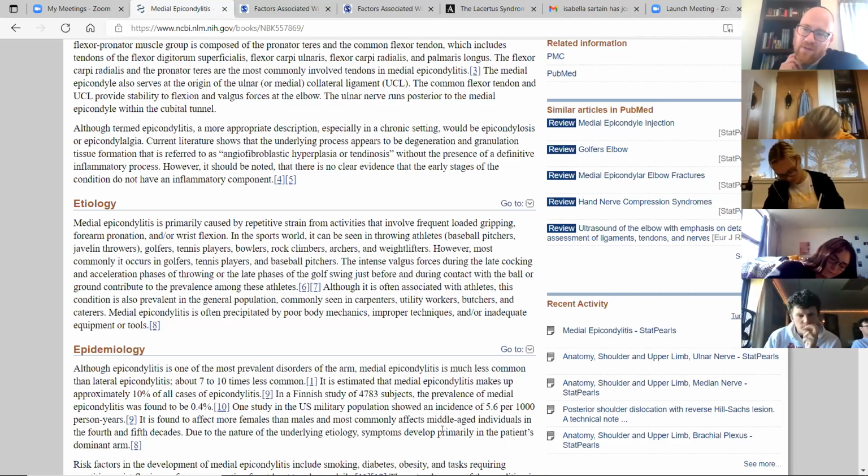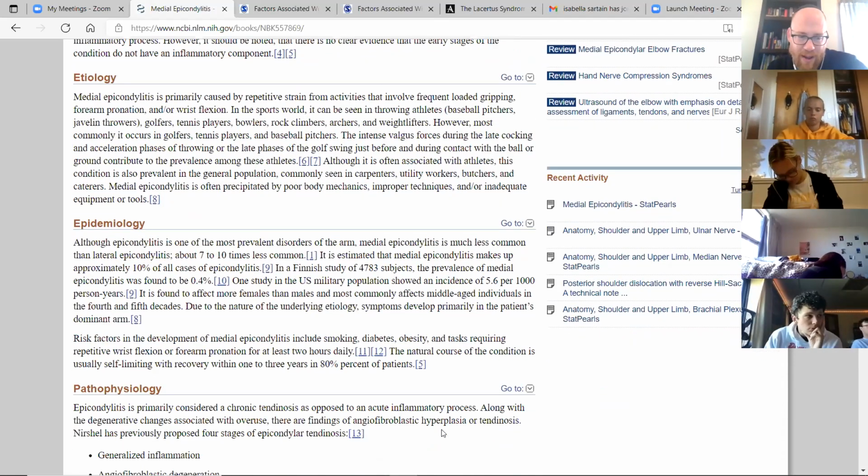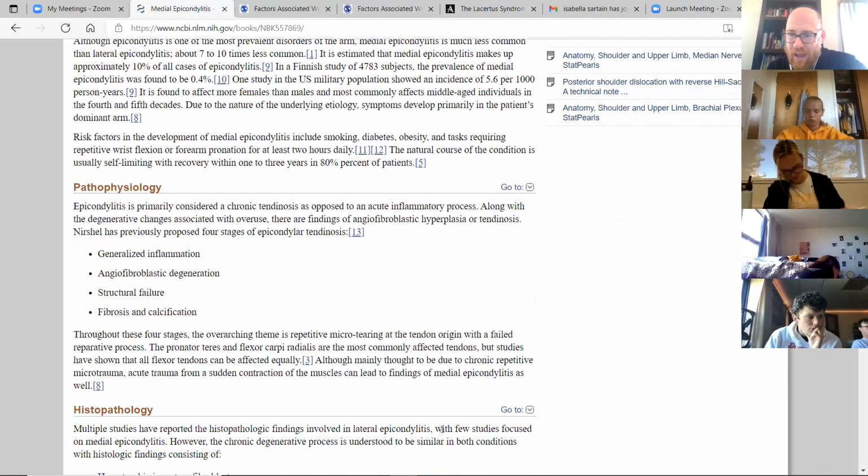And so we have this kind of diffuse inflammatory process that takes place at the side of the medial epicondyle. And so ultimately, in some cases that could actually even lead to rupture of the tendon.